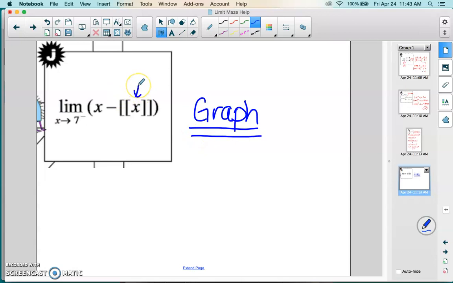This, by the way, is called a greatest integer function. Honestly, you hardly ever see it in math. That's why we haven't really talked about it this year. Basically, it takes x values, and when you plug them in, it gives you the greatest integer that's closest to that value. It's weird. It is sometimes called the ceiling function.